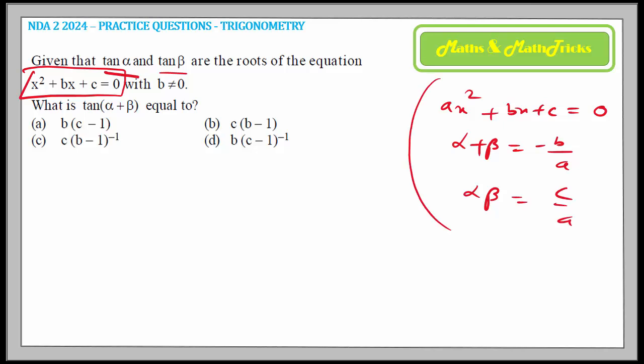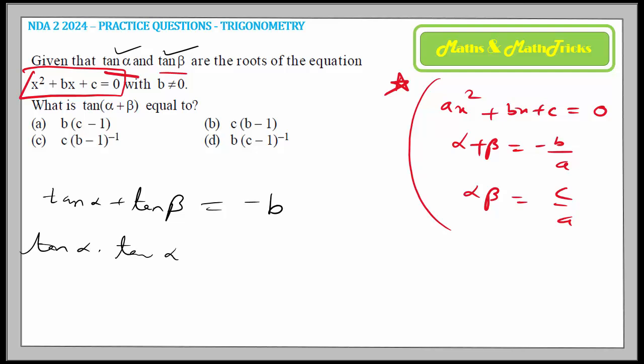If you apply this concept here to the roots tan alpha and tan beta, then you get tan alpha plus tan beta, the sum of the roots, as minus b, and tan alpha into tan beta, the product of the two roots, as c by a, that is c. So you are indirectly getting to know about this. And what is demanded in the question? Tan of alpha plus beta.